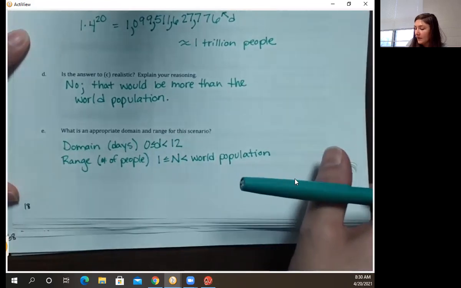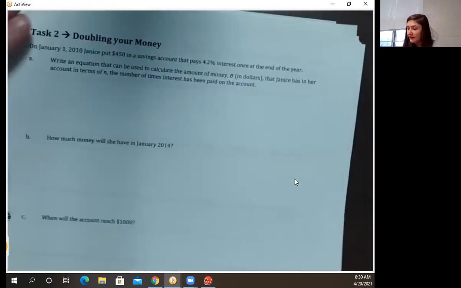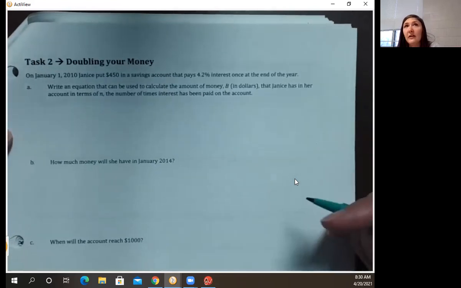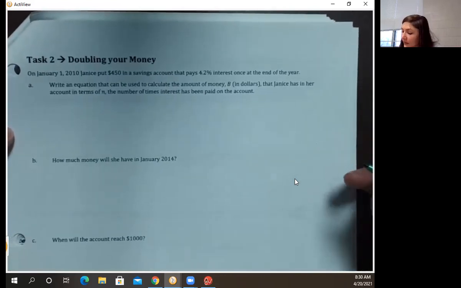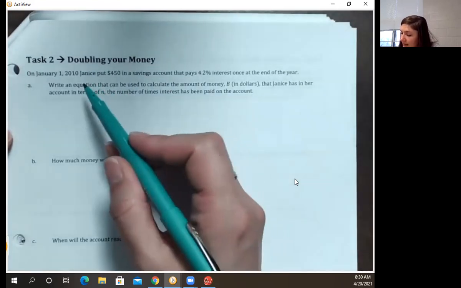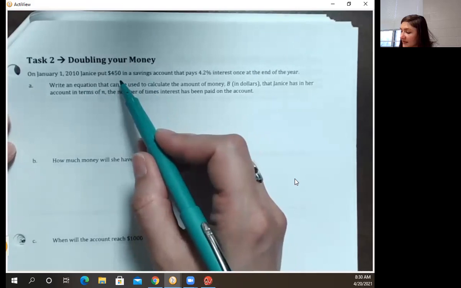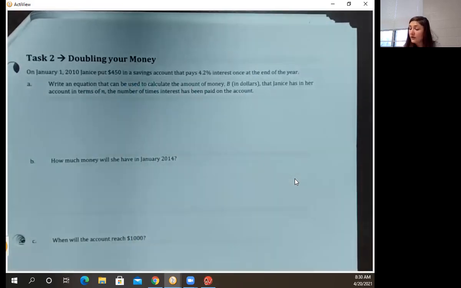Let's take a look now at page 19. We've got another example that we're going to look at. This is an example that a lot of us would probably care about, and it's how to grow your money. So our context here is that on January 1st, 2010, Janice put $450 in a savings account that pays 4.2% interest once at the end of the year. We could say compounded annually would be another way to phrase that.